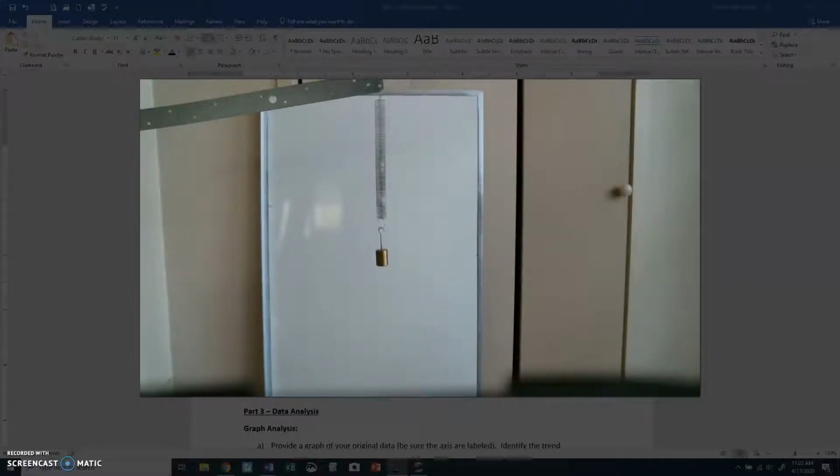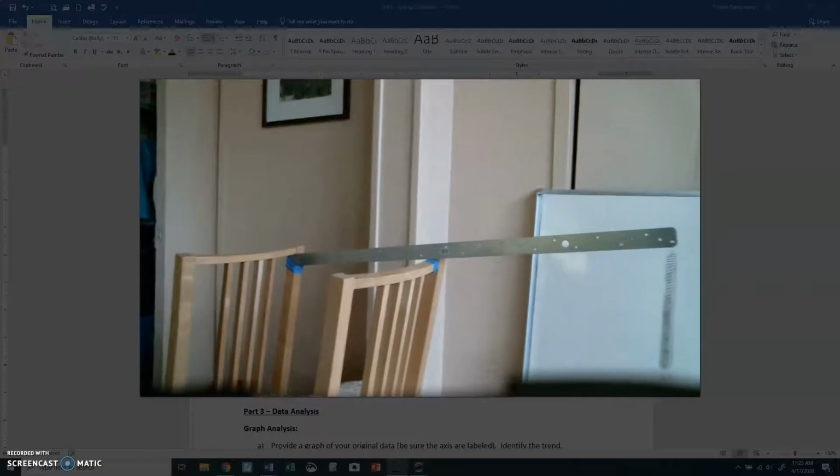We're exploring spring oscillations. I went into school thinking I got most everything, but I forgot a stand. So this is my little makeshift stand.